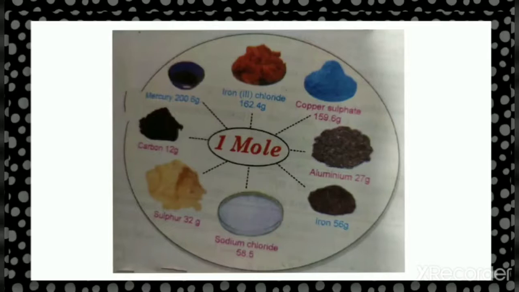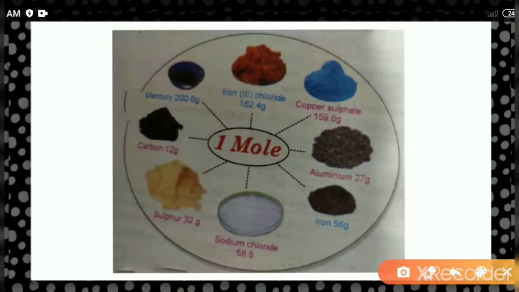When we compare this chart, it shows that the mass of 1 mole of sodium chloride is 58.5, for sulfur it is 32 gram, for carbon it is 12 gram, and for mercury 200.6. These values show that the mass of 1 mole of a substance is not the same, but they are the same in terms of number of particles, that is 6.022 into 10 raised to the power 23. In terms of mass they are not the same.